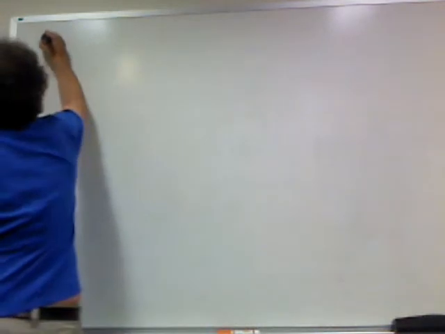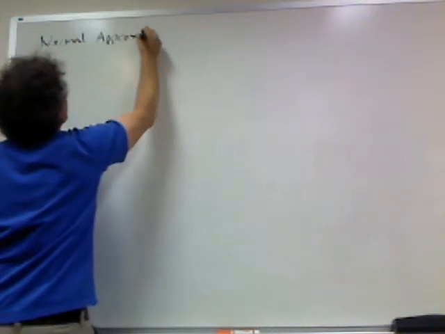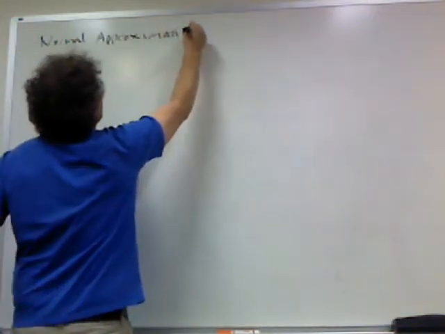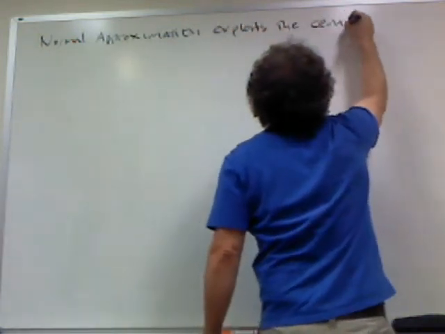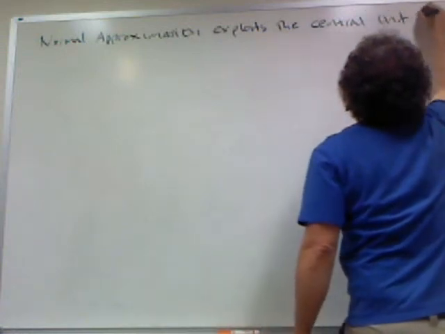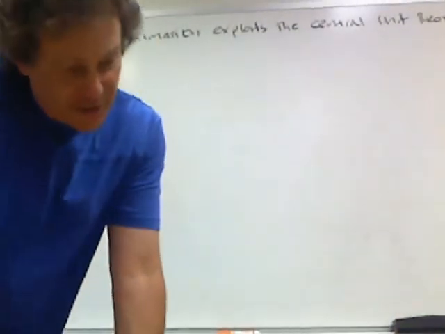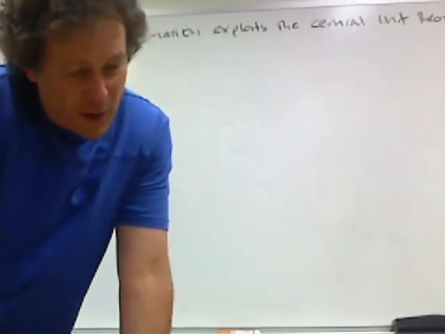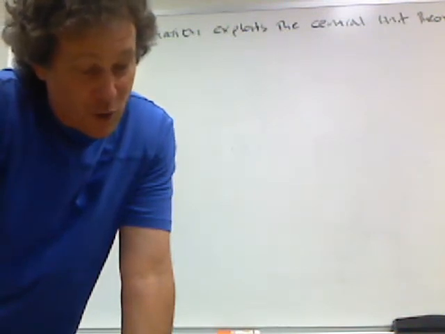So the normal approximation basically takes advantage of something called the central limit theorem. And what is the central limit theorem? Well, I'm just going to quote from the text here. The central limit theorem says that when you draw at random with replacement from a box, the probability histogram for the sum will follow a normal curve, whatever the original histogram was.